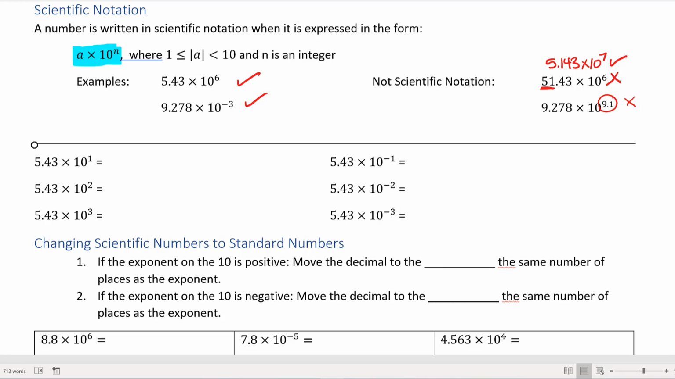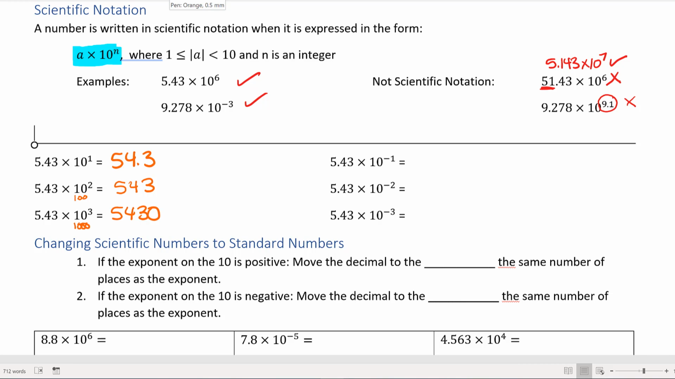So let's look at what scientific notation means. 5.43 times 10 to the 1, if we get our calculator out, turns out to be 54.3 when you multiply by 10. When you multiply 5.43 times 10 squared, what is 10 squared? 10 squared is 100. So when I multiply that, it gets you 543. All right, how about 5.43 times 10 to the 3? 10 to the 3 is 1,000, because 10 times 10 times 10. So this turns out to be 5,430.